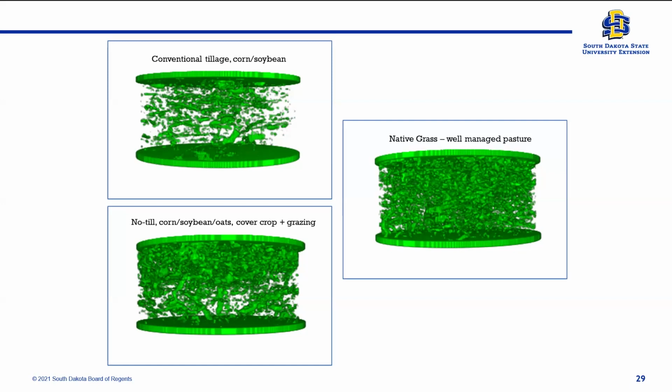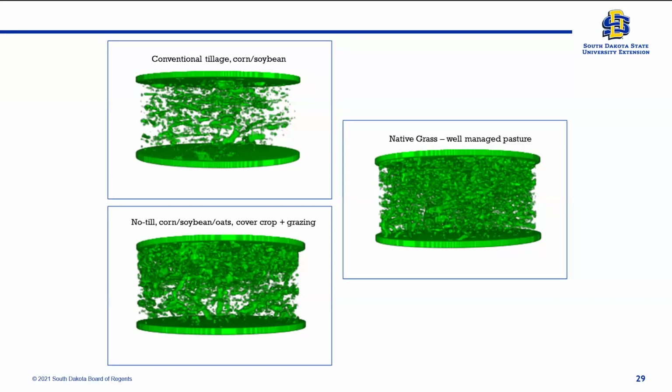And what this is showing is that the green blotches are the pores. And we see an increase in pore space as we go from the conventional tillage to the no-till to the native grass. And so the native grass is the model. That is the model for the very premier soil health. And so we're going after that.